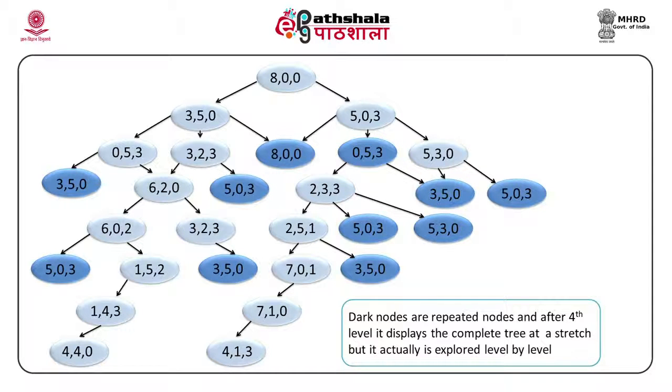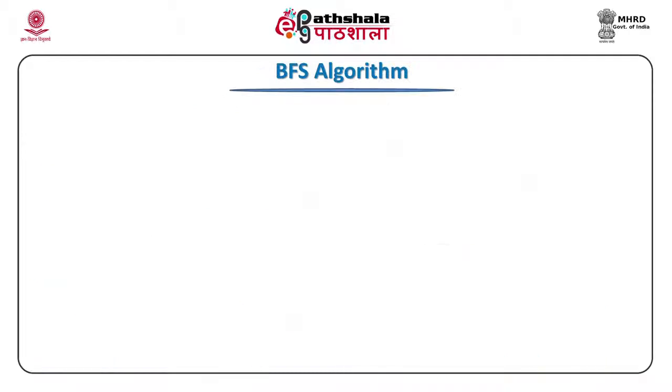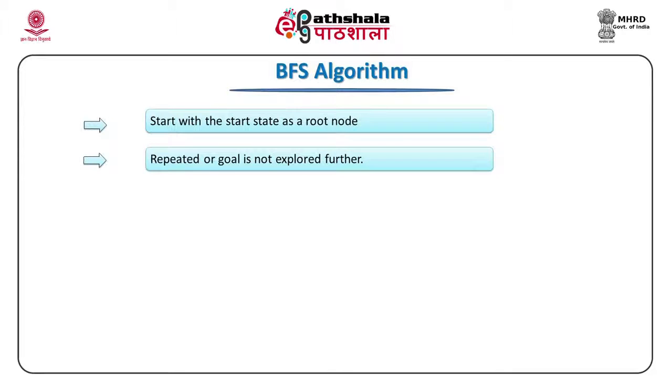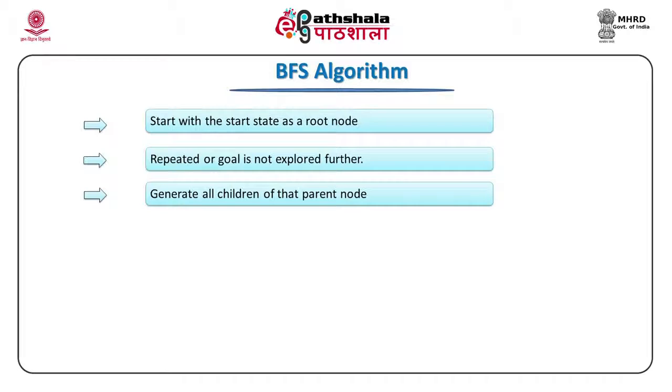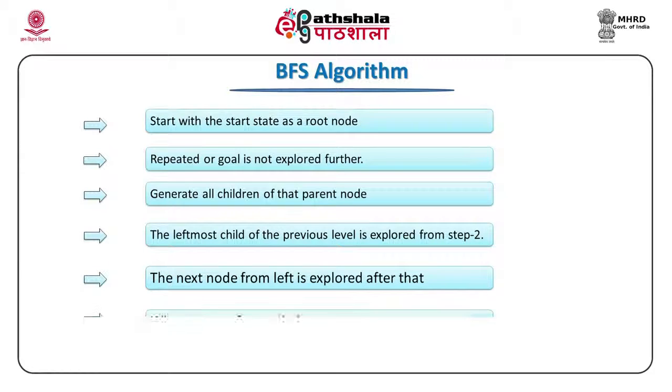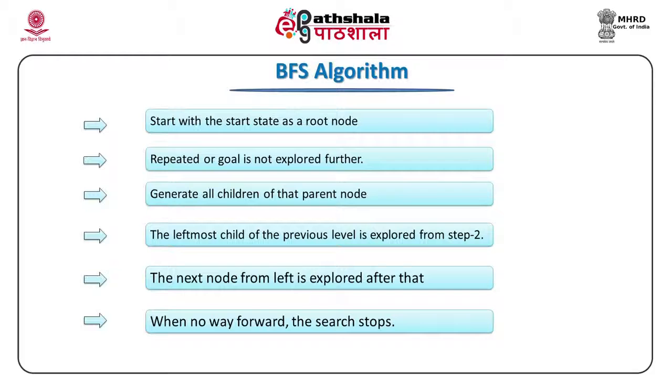Okay, let us try to understand the algorithm now. It starts with the start state as a root node. Repeated or goal nodes are not explored further. Generate all children of the parent node, and once it is done, it begins with the leftmost child, and all children of that and so on are explored, and it stops when there is no path ahead.